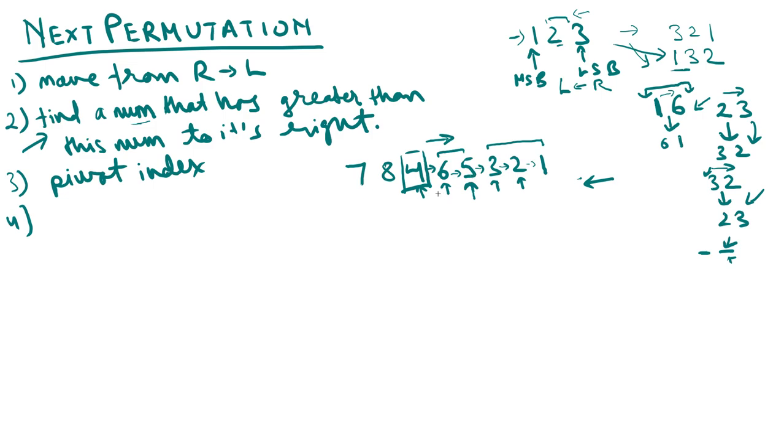So with this finding of two indexes, the index at which 4 is and the index at which 5 is, I will simply swap them.